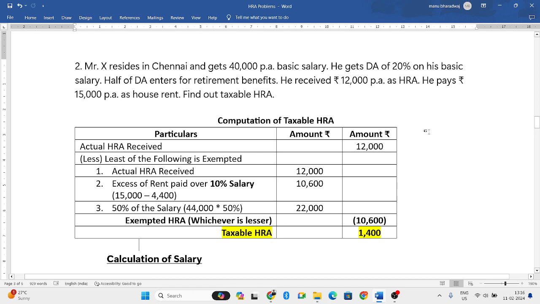This is how you need to calculate taxable HRA. Hope you have understood how to calculate the taxable HRA. In my next video, I'll come back with some more problems related to taxable HRA.